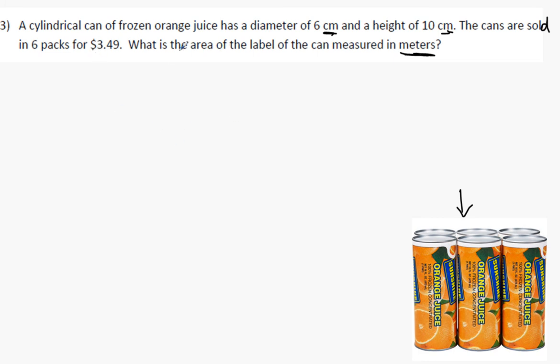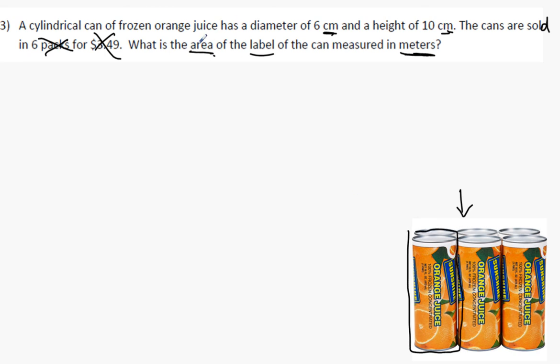All I want is area of the label. So we just want this nice orange juice label. So this price doesn't matter. It doesn't actually matter that it comes in a 6-pack because it just wants the label of the can, meaning one can. So really we just care about one of these, right?